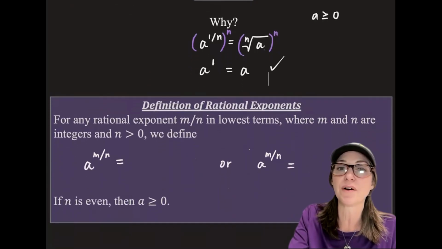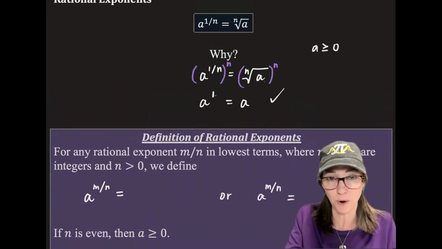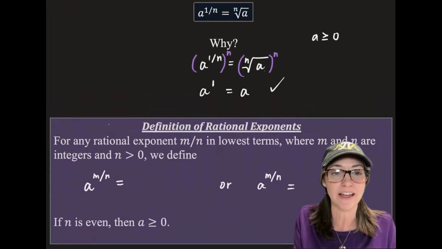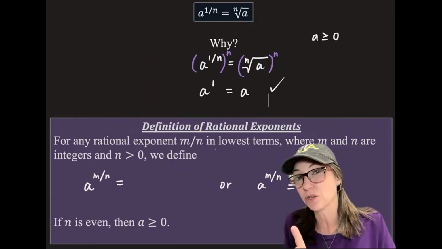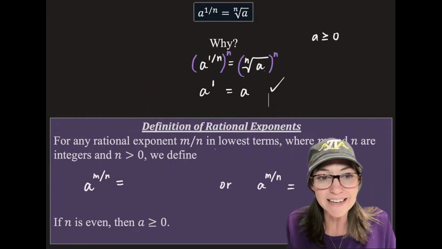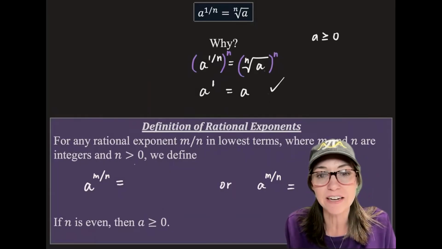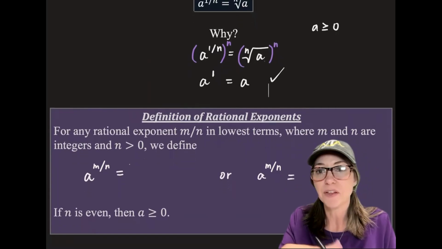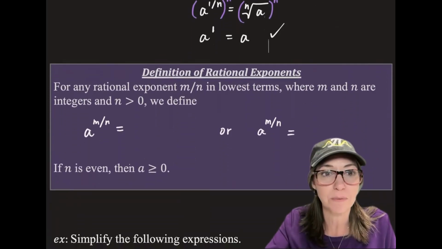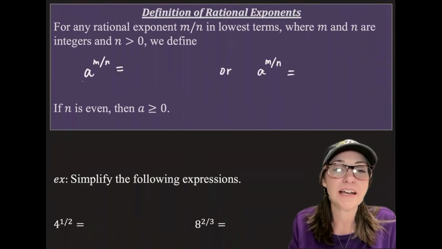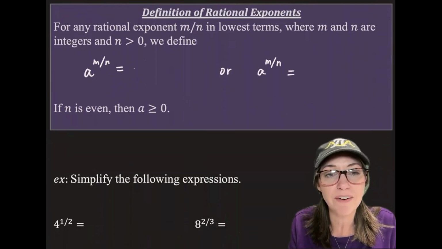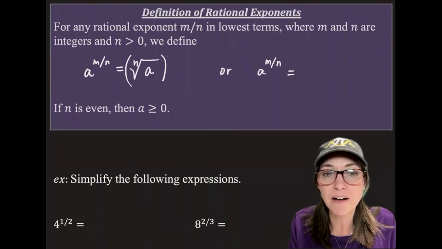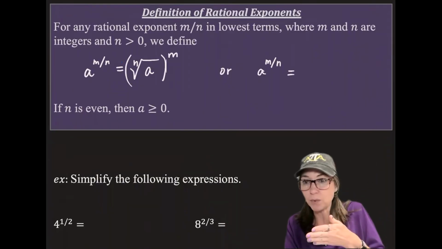Now, let's get a little bit more advanced. Let's go ahead and look at what if you have a numerator, not just 1, right? But what if you have a to the power of m over n? So there's two ways to write it. For any rational exponent, m over n, in lowest terms, meaning that fraction is fully reduced, where m and n are integers, and n is positive, meaning the index has to be positive, square root, cube root, something like that, right? We can rewrite a number to a fractional exponent, m over n. So a to the m over n, we can rewrite it as the nth root of a all to the power of m, right?